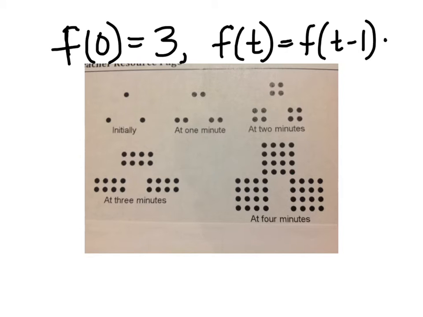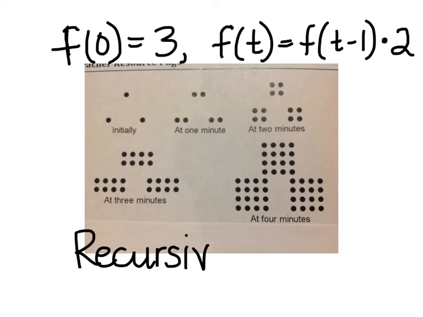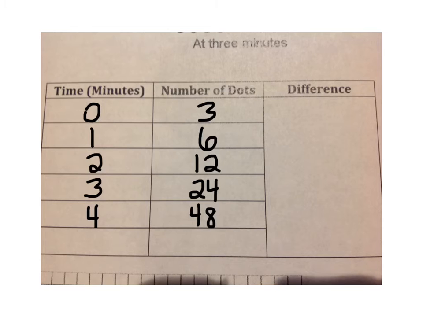And in this case, since it's doubling, we're taking the previous step and multiplying it by 2 to get the number of dots in the next step. Again, this is called the recursive rule or recursive formula. So now let's go ahead and look at the table for this.